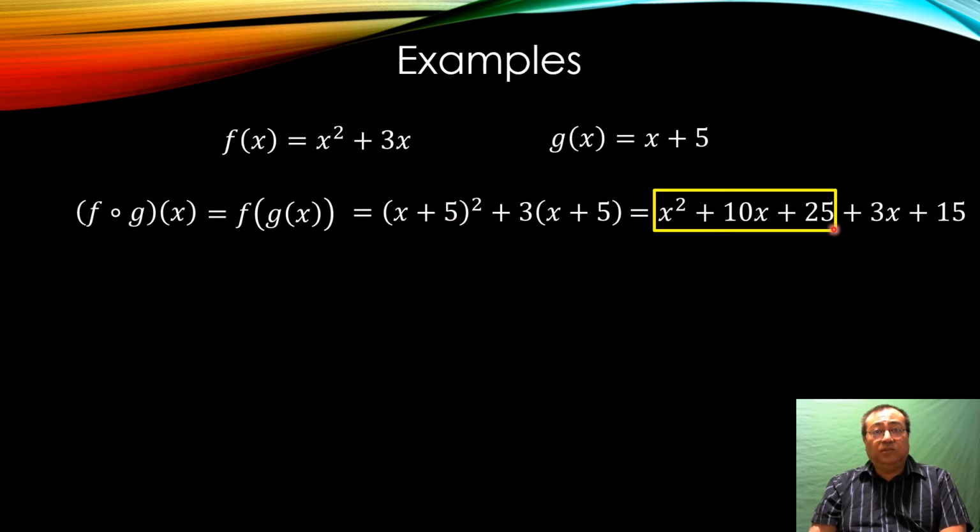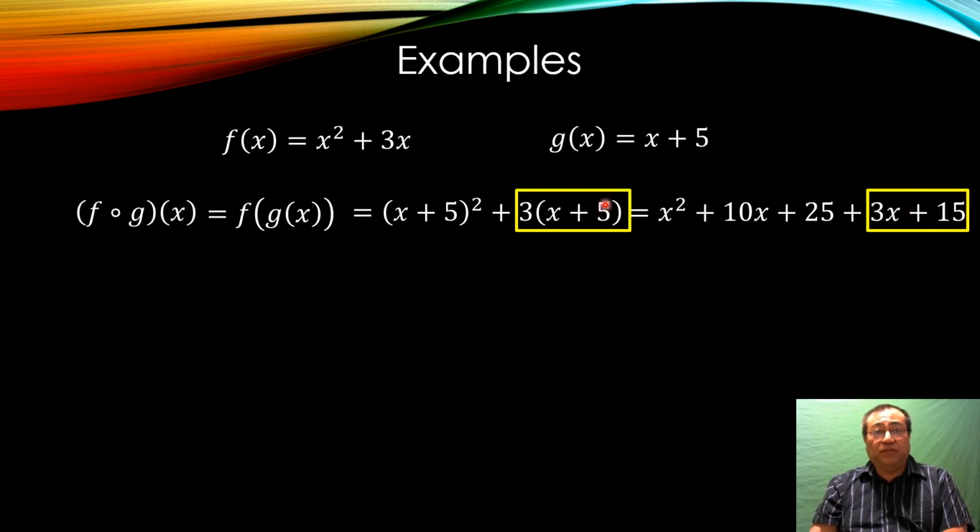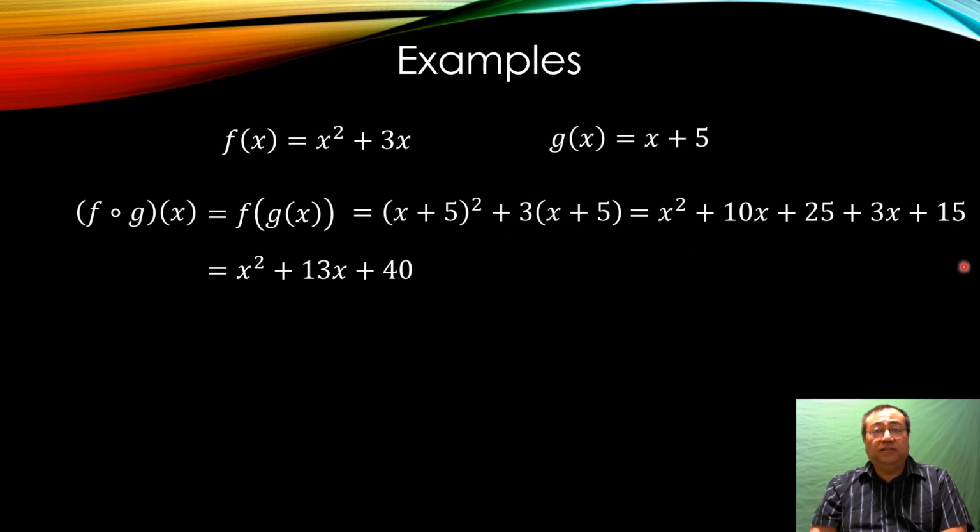So this x squared plus 10x plus 25 is the x plus 5 squared, FOILed out. We have been doing this most of the quarter now. You should be able to square a binomial. All right, so then the 3x plus 15 is just coming from multiplying this out. And then we combine like terms. 10x plus 3x gives us 13x. 25 plus 15 gives us 40.